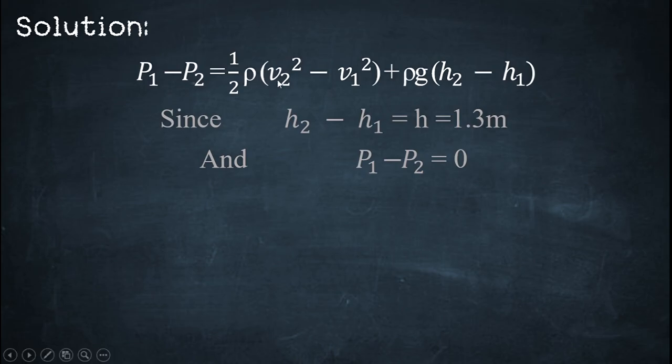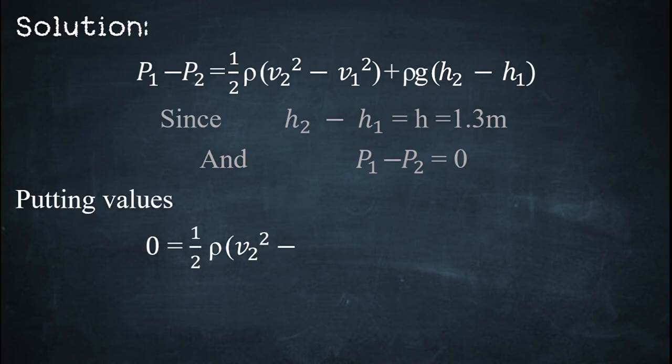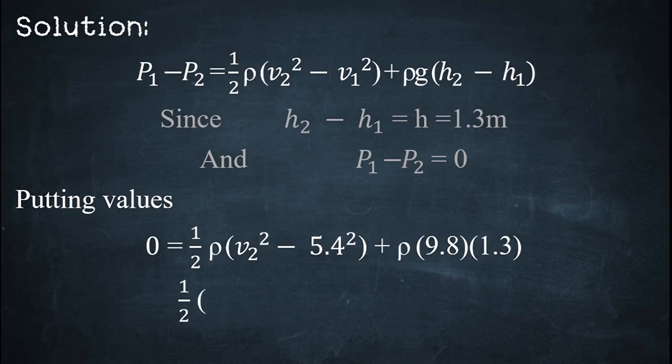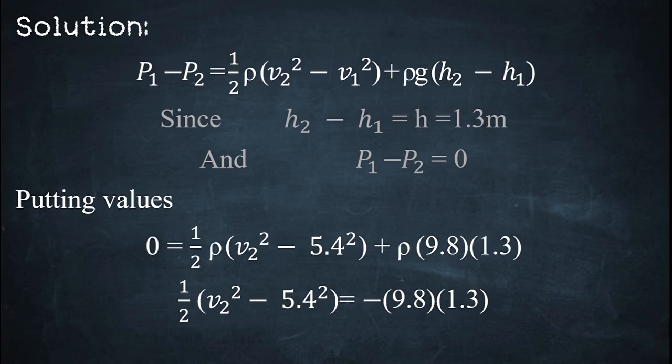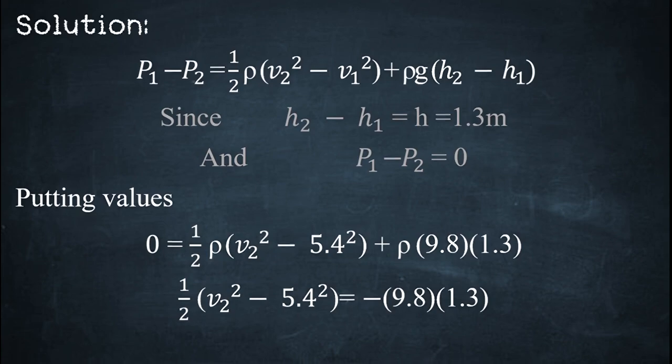We will substitute these values in Bernoulli's equation and obtain 0 is equal to half rho (V2 square minus 5.4 square) plus rho into 9.8 into 1.3. No need to substitute the value of rho because it will cancel out. Rearranging the equation, we are left with half (V2 square minus 5.4 square) is equal to minus 9.8 into 1.3.